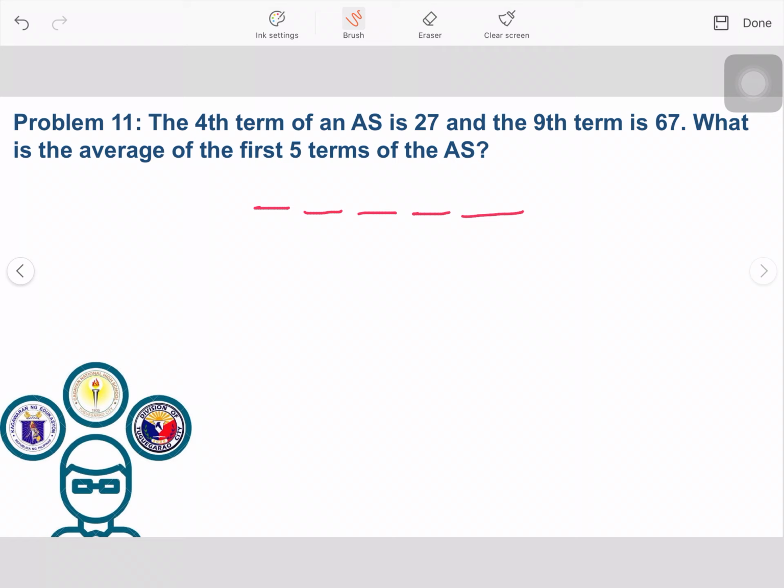So we know that the fourth term is 27 and the average of the terms of an arithmetic sequence is actually the middlemost term. So if there are 5 terms and we are going to get the average, the average simply is the middlemost term. So whatever the value of the a sub 3, then that is the average. So whatever this value is, that becomes the average of the first 5 terms of the arithmetic sequence.